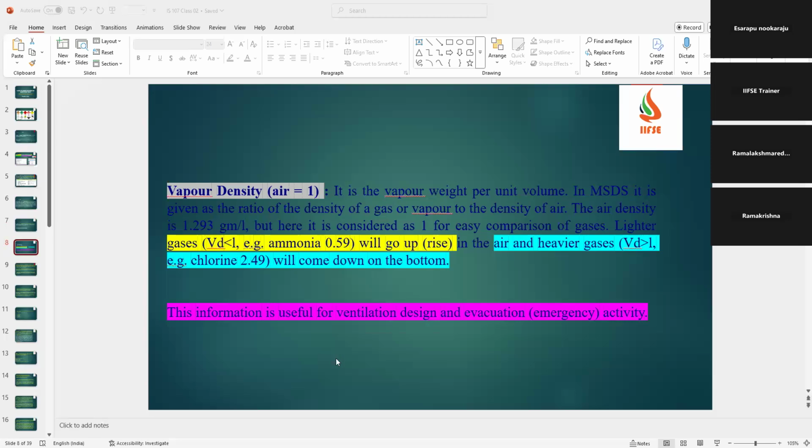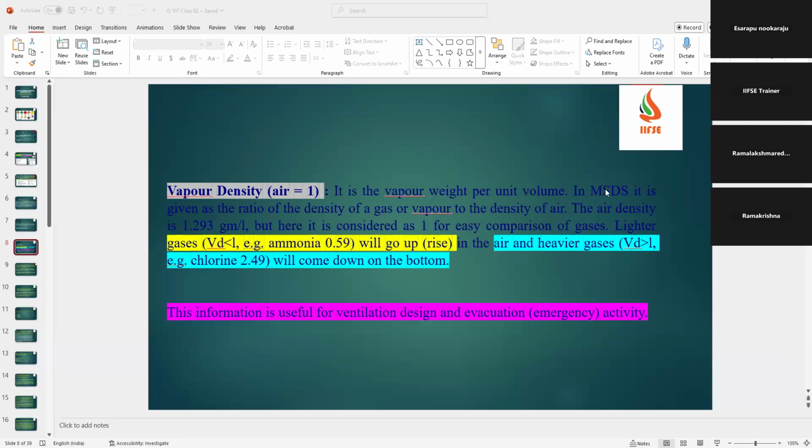Any other answers? How will vapor density help us in case of any emergency? As Ram Lakshmana Reddy mentioned, chlorine has a high vapor density. That's why we have chlorine storage facilities far away from the buildings, or in a separate building. We can't store chlorine at high levels.